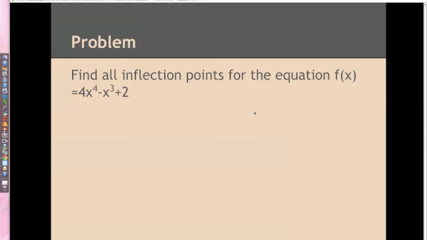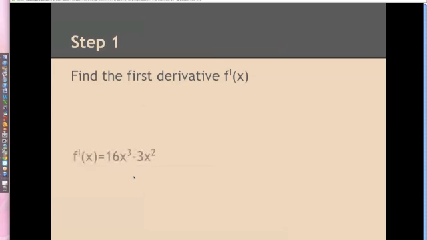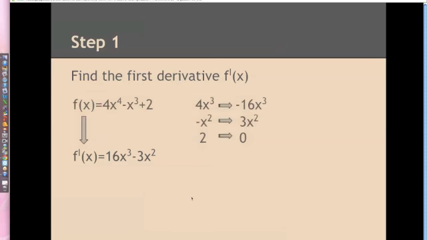Okay, so our second problem is to find the inflection points for the equation f of x equals 4x to the fourth minus x to the third plus 2. So our first step, as with the last problem, is to find the first derivative.